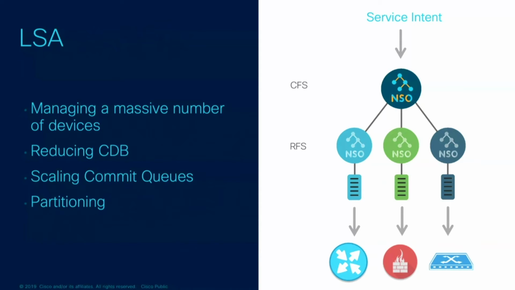But how does LSA help scaling? It means you can divide your devices on multiple NSO nodes. This will reduce the individual CDB size and allow for increased parallelism towards your devices. It also makes it possible to run more commit queues in parallel. If you have other things that use a lot of CPU, it will be better as well. LSA helps for partitioning multi-domain orchestration, as it allows for independent development in different domains.